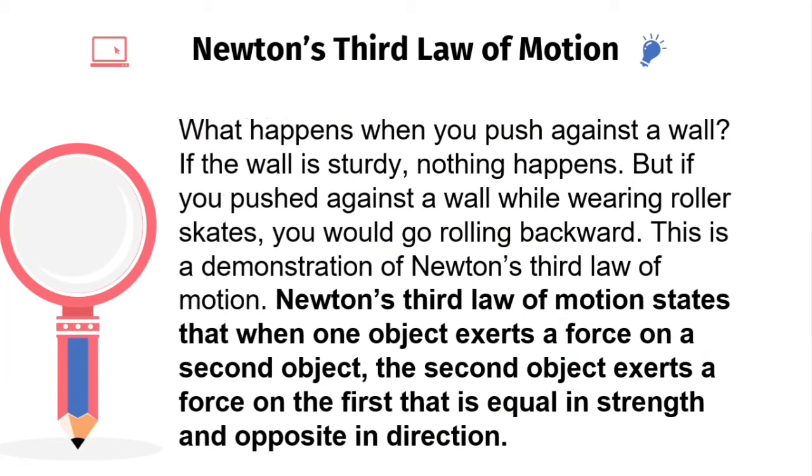Newton's third law of motion. What happens when you push against a wall? If the wall is sturdy, nothing happens. But if you push against a wall while wearing roller skates, you would go rolling backward. This is a demonstration of Newton's third law of motion. Newton's third law of motion states that when an object exerts a force on a second object, the second object exerts a force on the first that is equal in strength and opposite in direction.